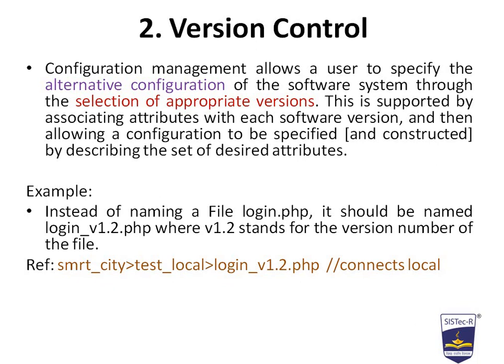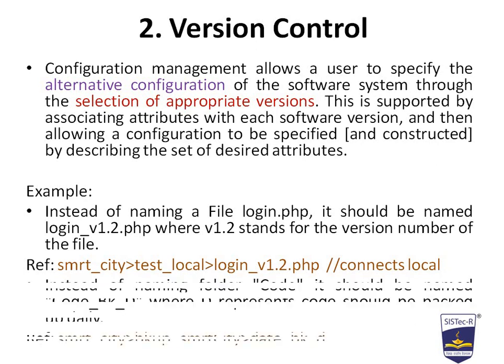So we can have a reference also. In the smart city project, inside the test local folder we can define the login_version1.2.php file, which connects in a local mechanism. So we can have another file like login_version1.1 which can connect to the server. So both the variants are possible here.